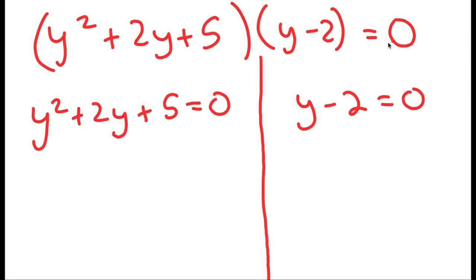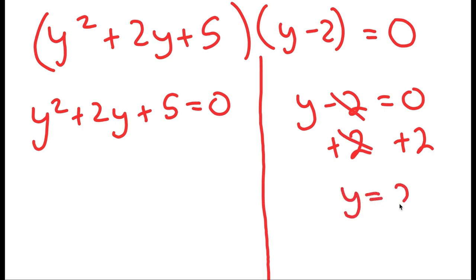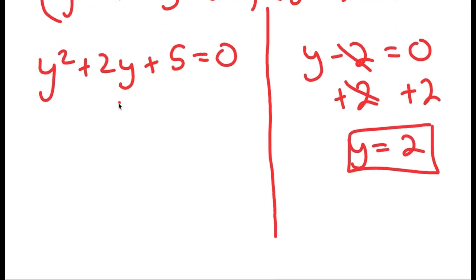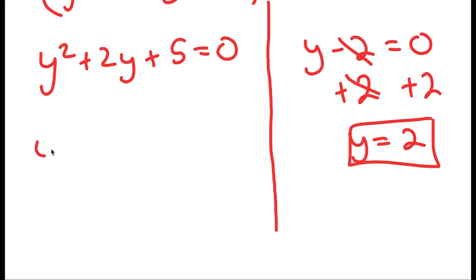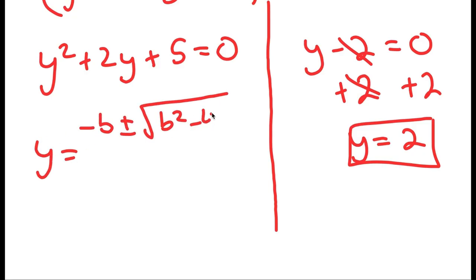So now for y minus 2 equals 0, I'm going to add 2 on both sides, so I get y is equal to 2. And for y squared plus 2y plus 5 equals 0, I'm going to use the quadratic formula, which is negative b plus or minus the square root of b squared minus 4ac all over 2a.